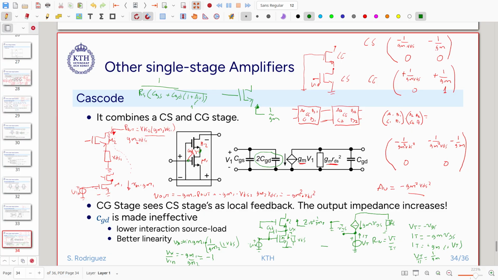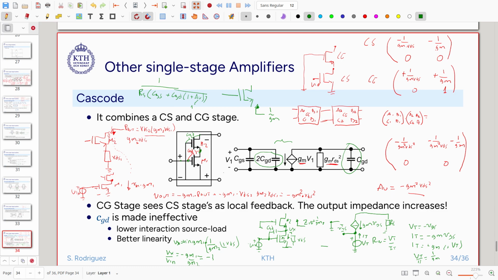Now there is no interaction from the input to the output through CGD, so this is open. We keep it open, which is very nice. We have basically reduced the interaction that happened through CGD. That was very problematic. And then at the output, on the other hand, we have this CGD that is connected to ground, that appears here. So this will be the model for our cascode amplifier.